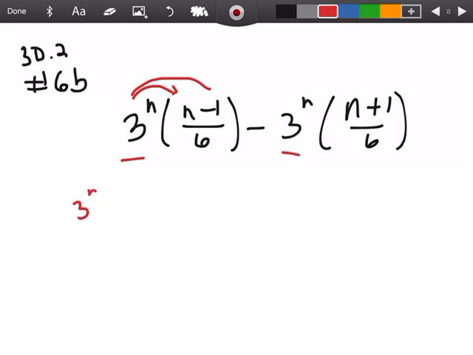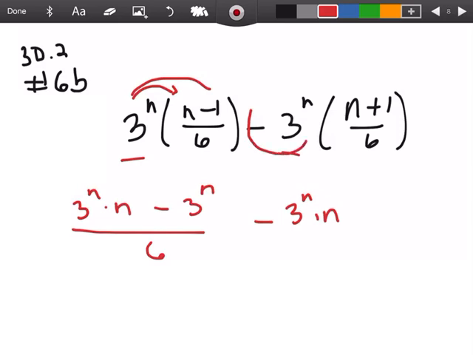So I'm going to have 3 to the n times n, right? That's that first one. And then I'm going to have minus 3 to the n, because 3 to the n times negative 1, minus. And that's going to be over 6. And then the other side, I'm going to have that minus 3 to the n times n. So negative 3 to the n times n, that negative's in front of it. And then I'm going to multiply that again, negative 3 to the n times 1. So it's negative 3 to the n.